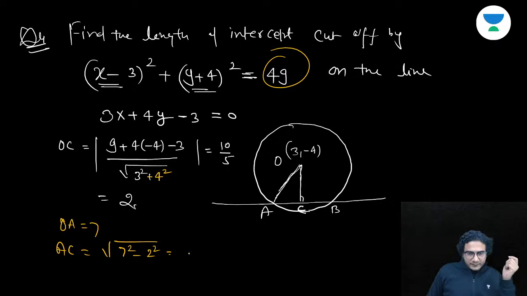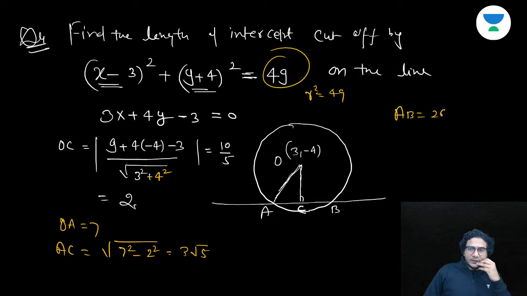Why are you getting 2 root 11? Radius square is 49 now. So 7 square minus 2 square is 45, Gia. So this is 3 root 5. So now AB is double of this. AB is twice of AC, right? So twice of AC means 6 root 5. 6 root 5 is the answer, okay?